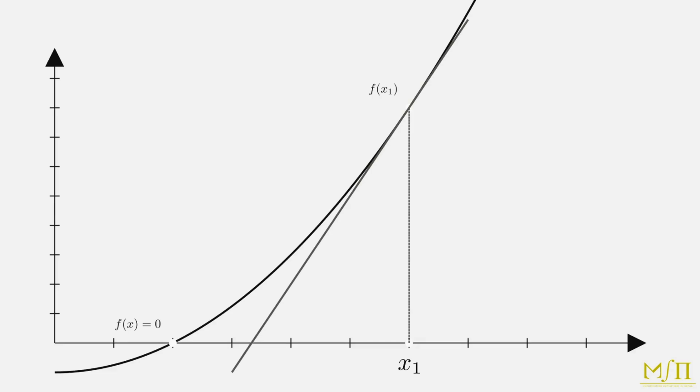We then draw the tangent line at the point where our initial guess intersects with the function. This tangent line is a good linear approximation to f of x near x1. So our next guess x2 is the point where this line intersects with the x-axis. We proceed with the same method as the approximation gets closer to the true value. This method for finding a solution is Newton's method.